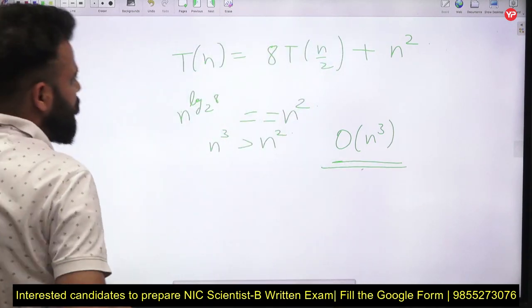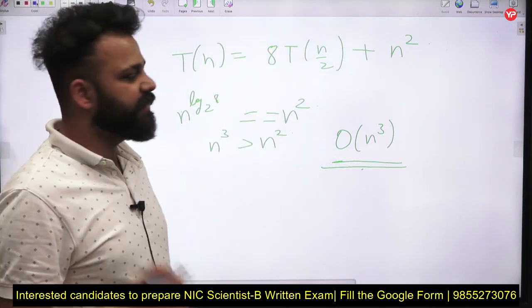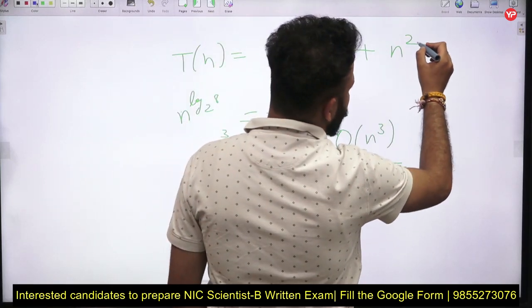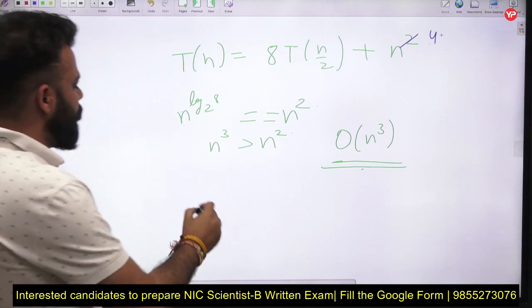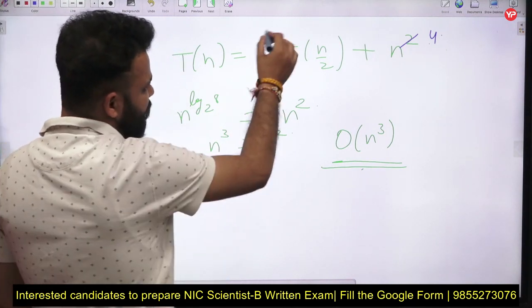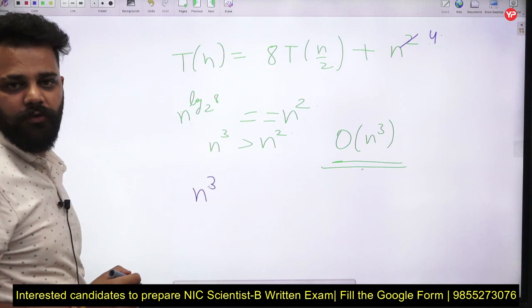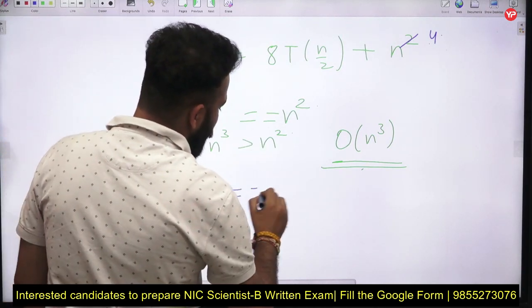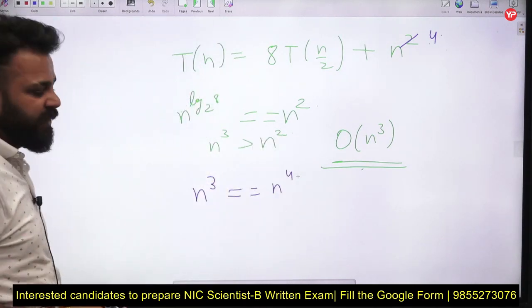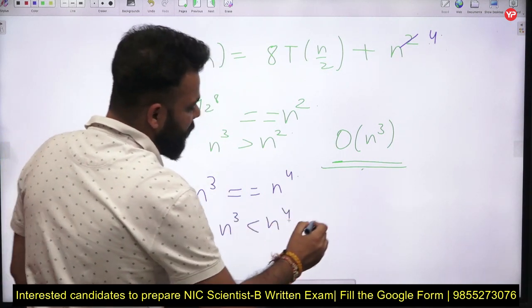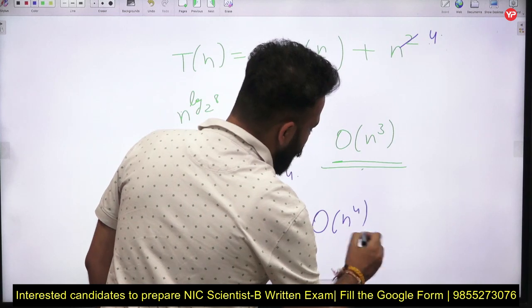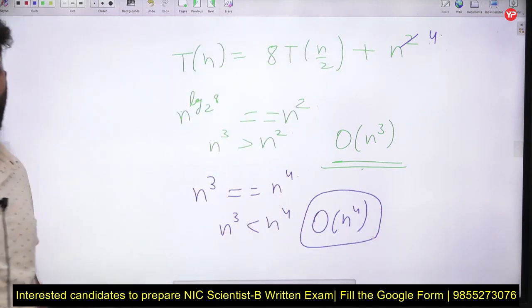Now if I make a little bit of change in this, let's say that instead of n raised to power 2, I make this n raised to power 4. So now when you compare this, you will compare n cube, which is n raised to power log 2 base 8, with n raised to power 4. Now n cube is less than n raised to power 4, so the time complexity will come out to be n raised to power 4.